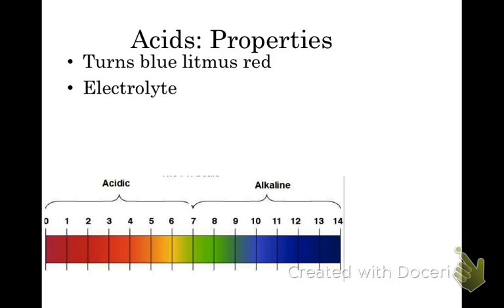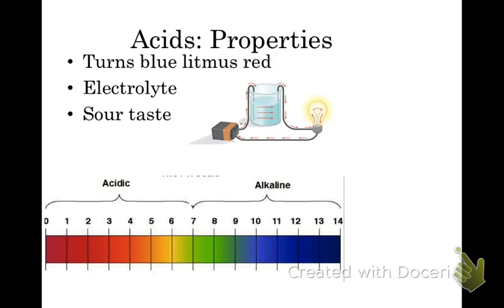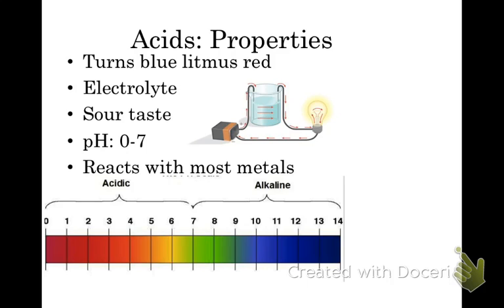Acids can also be electrolytes, and we've talked about electrolytes back in Unit 1. So electrolytes will actually be able to give off ions in solution. We saw that with the H+ and Cl-, and that allows for conduction of electricity. Acids also have a sour taste, so when you think about biting into a fresh lemon, you can imagine that sour taste in there. And again, the acids have a pH of from 0 to 7. One thing that you may not have seen before is that it reacts with most metals.